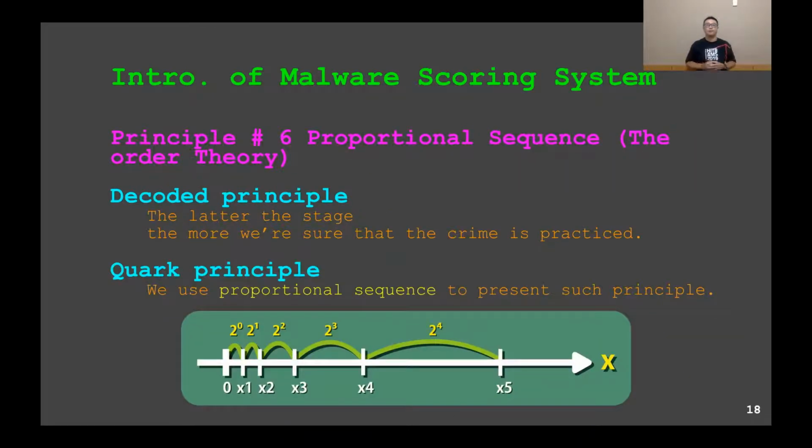Okay, principle number 6. Proportional sequence. As we decode it from the criminal law, the later the stage, the more we are sure that the crime is practiced. So we consider proportional sequence, for example, 2 to the power of n, to present such principle in our scoring system.